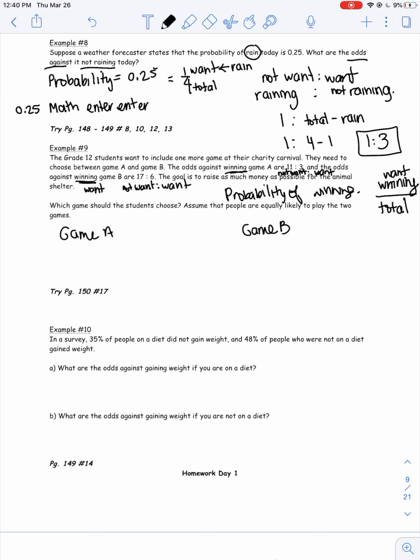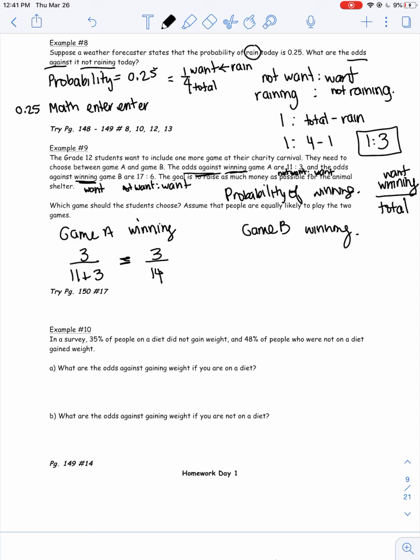Okay, so in game A, remember how we said that winning is going to be the second number because our want is the second number when it comes to odds against. So our want of winning is going to be 3 out of, we're going to have to go 11 plus 3 to get our total. So you always add the two numbers in order to get your total. So 3 over 11 plus 3 is 14. Okay, so this is game A winning. This is the probability, 3 over 14.